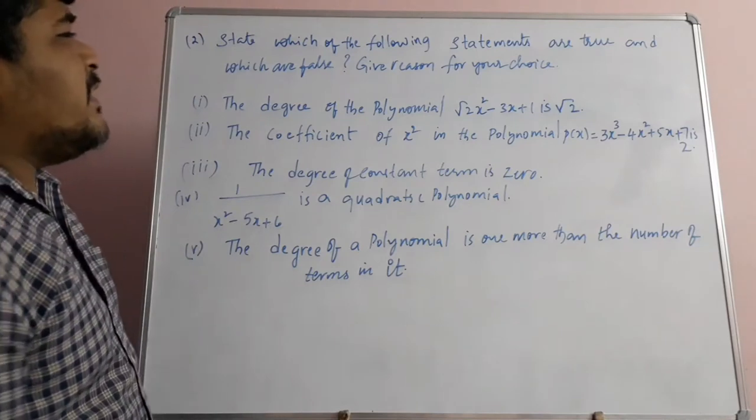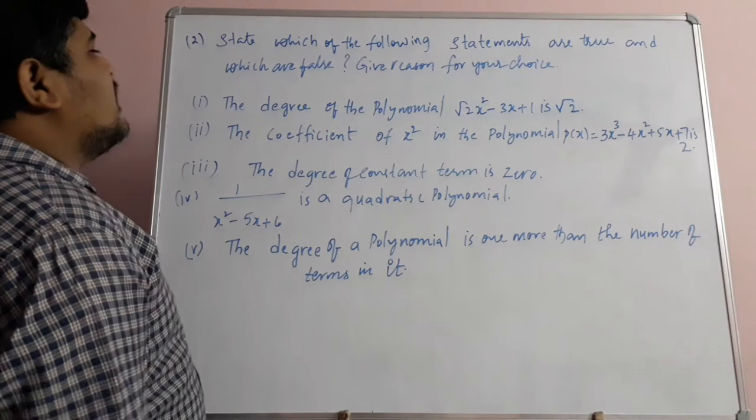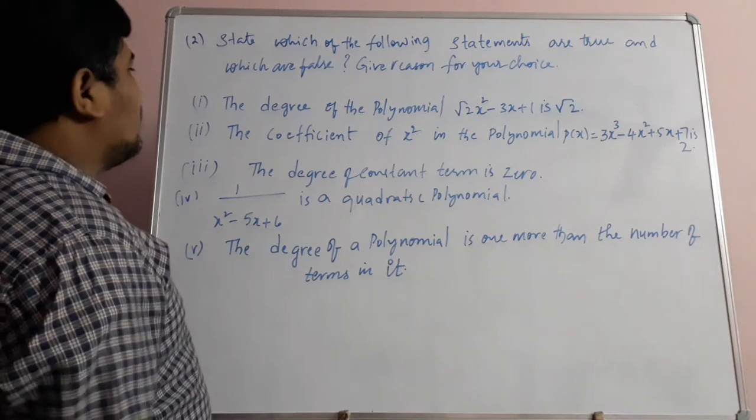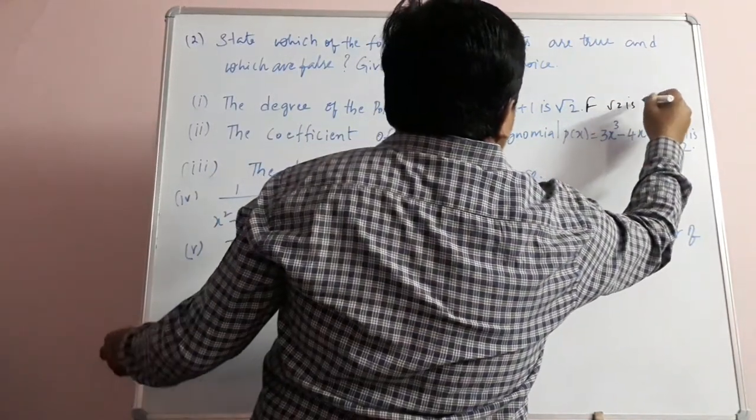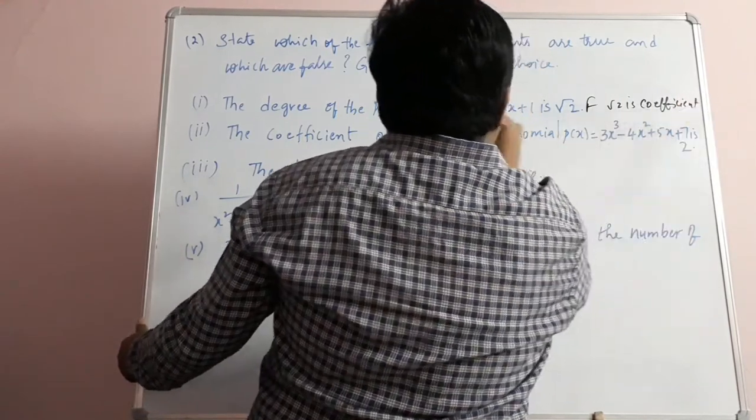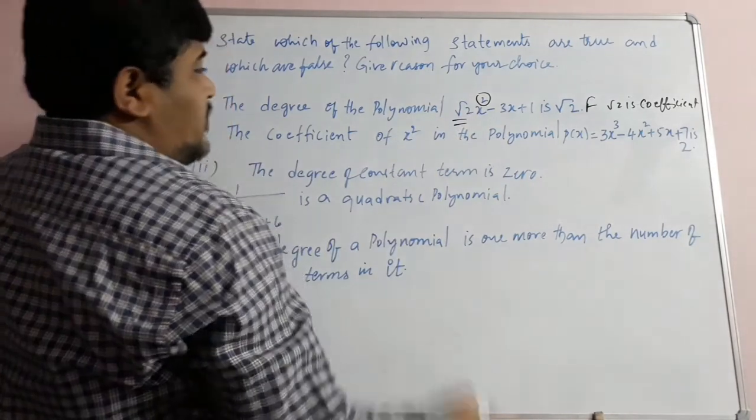State which of the following statements are true and which are false. Give reason for your choice. The degree of the polynomial root 2x square minus 3x plus 1 is root 2. Children, this is false because root 2 is the coefficient. Okay, so root 2 is a coefficient and the degree is 2. So the statement that its degree is root 2 is false.